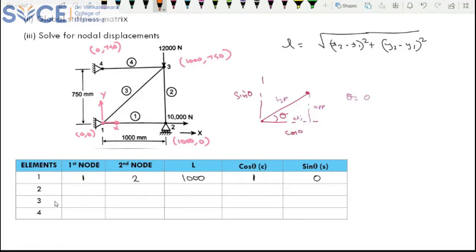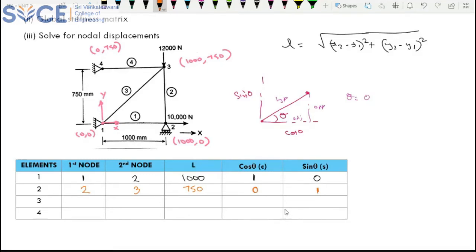So let me consider your element 2. You can consider the first node accordingly. I will consider 2 as my first node and 3 as my second node. So what is my length? You'll get 750. So the length of this element is 750. Directly I will write it. It is vertical, so since it is vertical, you know that your theta is 90 degrees, cos theta is 0, and sin theta is 1. Okay, directly I am writing this.